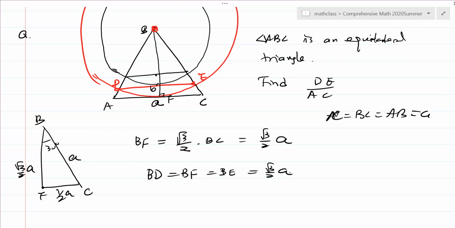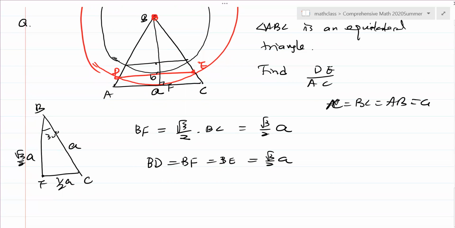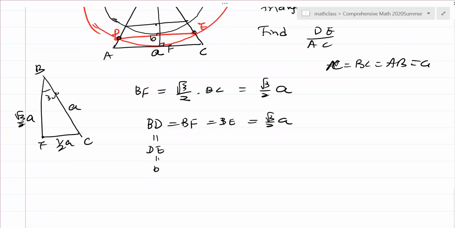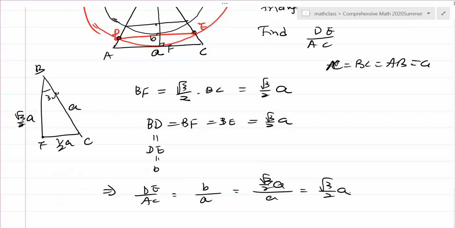What we have to find is DE, but this is another equilateral triangle, so that's why this is DE. DE is just our B, which is square root 3/2. So our ratio, this implies DE over AC is going to be B over A. B is going to be square root 3/2 A, and A is canceled out. So this is how we find the ratio.